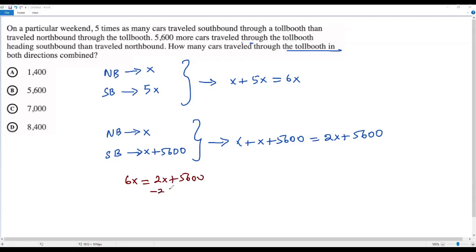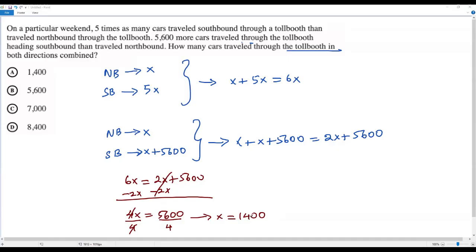Okay, now to solve for x, I have to get rid of the 2x on the right side. For that, I have to subtract 2x from both sides. When I do so, I'm getting 6x - 2x on the left side. So when I simplify them, I'm getting 4x. So this +2x, -2x will cancel. I'm getting 5,600. Okay, now to solve for x, I have to divide both sides by 4. When I divide both sides by 4, this 4 will cancel out. So then I'm getting x equals, when I divide this 5,600 by 4, I'm getting 1,400. Okay, now I got the value of x, that is 1,400.